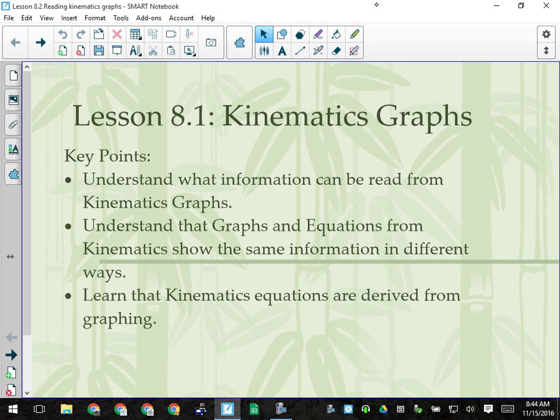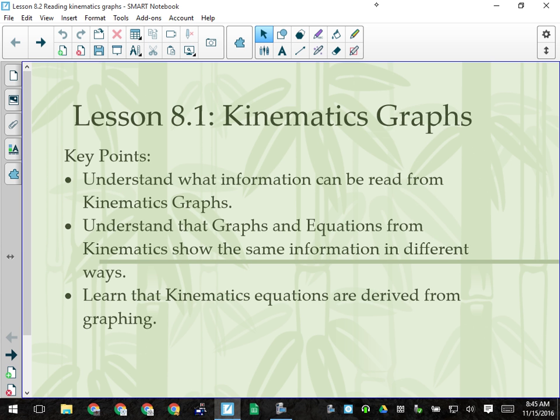What we need to go over today is the two types of graphs that we're going to deal with most often, or at least most often in the first part of this unit, in terms of kinematics. Kinematics is the study of the movement of objects. So we're going to be looking at things that are traveling at constant velocity, constant speed, displacement, time, that kind of stuff.